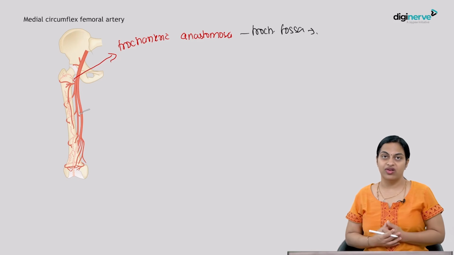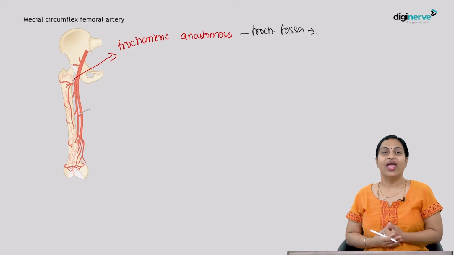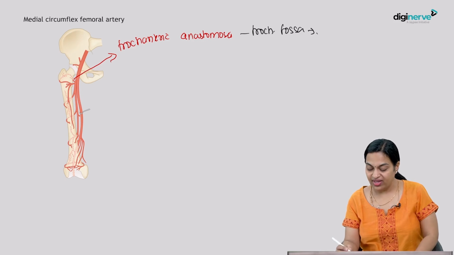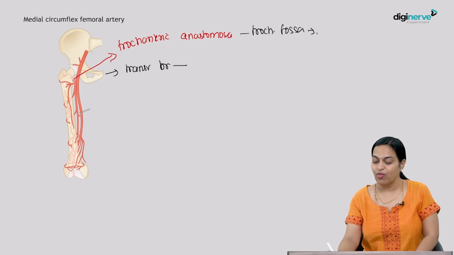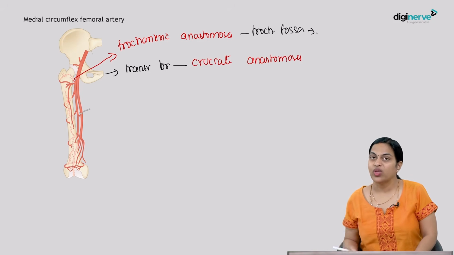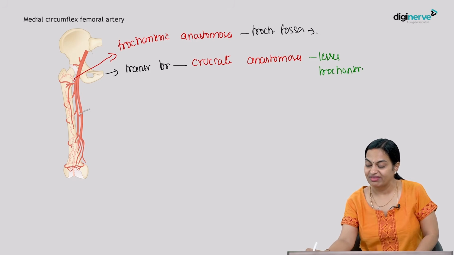This trochanteric anastomosis forms the chief source of blood supply to the head and neck of femur. Apart from that, it will give another transverse branch. This transverse branch of medial circumflex femoral will contribute to the cruciate anastomosis. Can you tell me the location of cruciate anastomosis in relation to the lesser trochanter of femur?